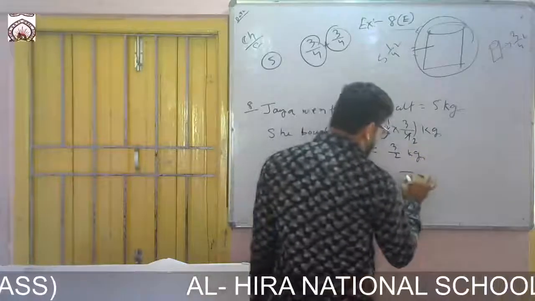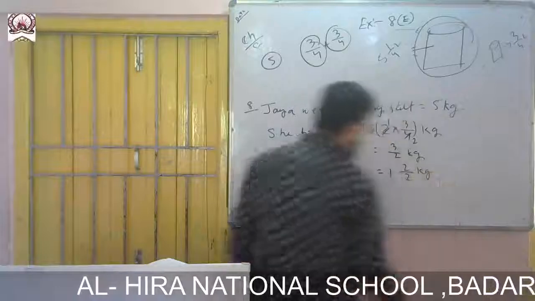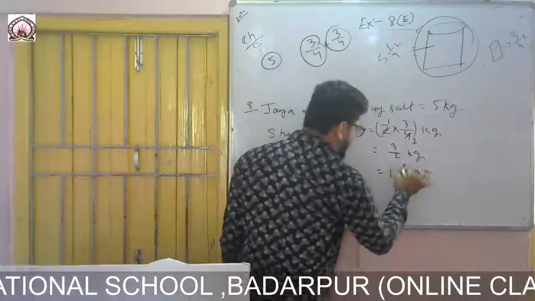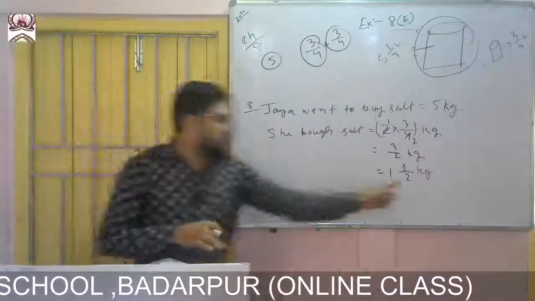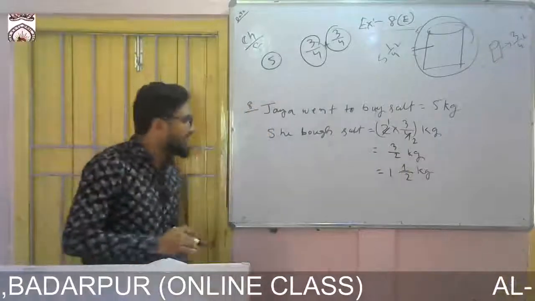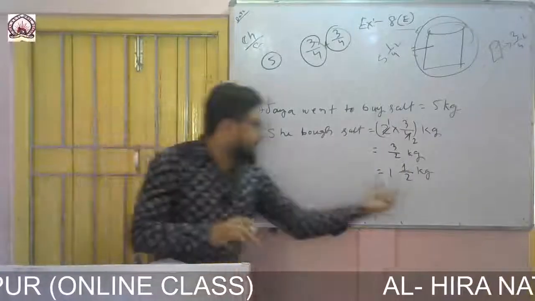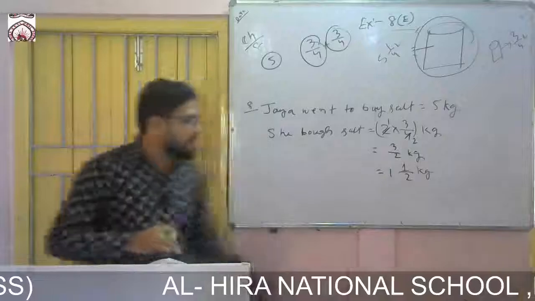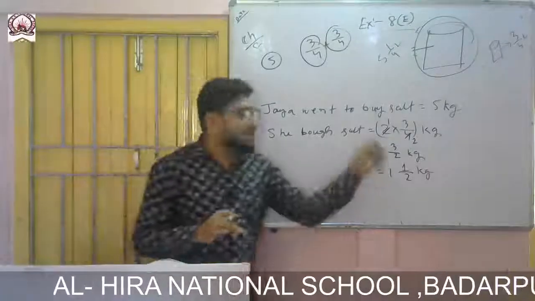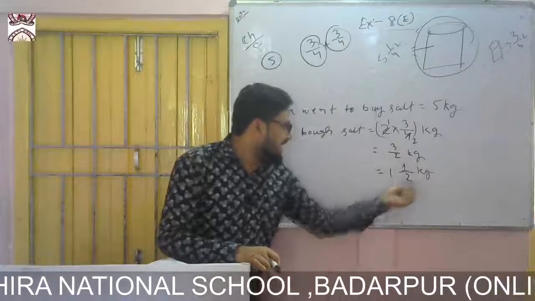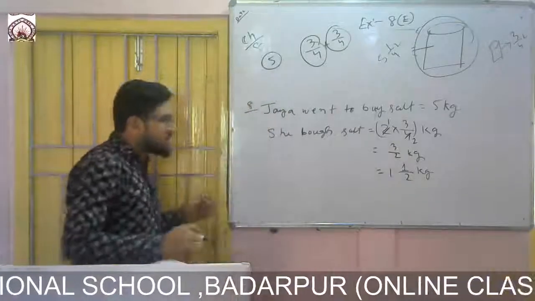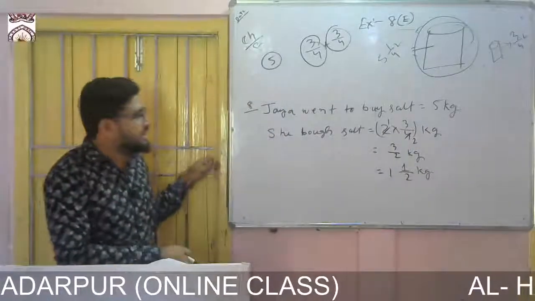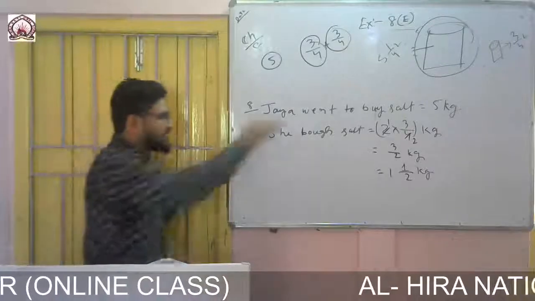Okay, so I can write this in mixed fraction: 1 1/2 kg. 2 1s are 2 and remaining 1, so 3/2 kg. Now, she bought 1 1/2 kg of salt with the packets of 3/4 kg. 2 packets she bought, so the amount of 2 packets will be 1.5 kg. Now from 5 kg, if I subtract 1.5 kg, how many kg will remain? Yes, 3.5 kg. So let us check.